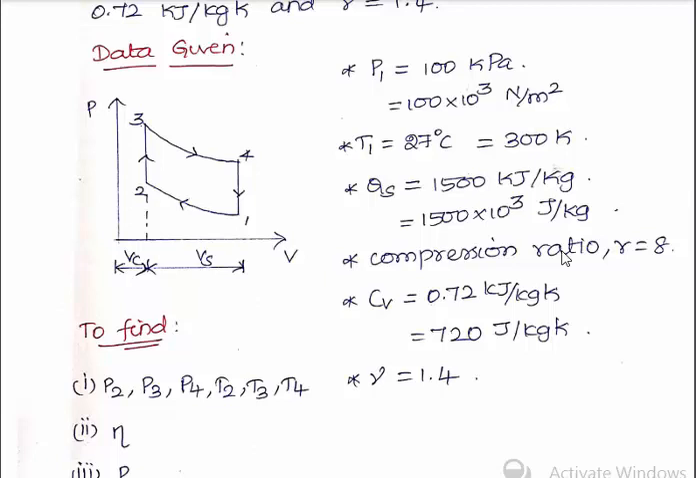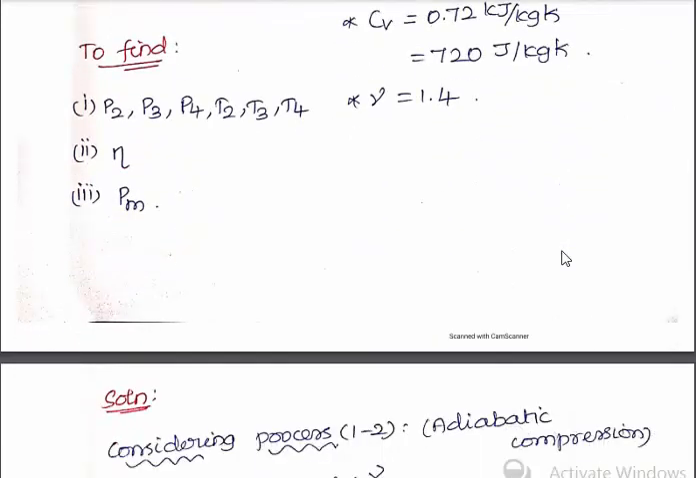So compression ratio na enna theriyum, the ratio between volume at point 1 and volume at point 2, V1 by V2, that is compression ratio. So V1 is equal to V4 and V2 is equal to V3 appadingirathu namakku theriyum, diagram la irunthu paathukalaam. So compression ratio R is equal to V1 by V2, or it can be stated to be V4 by V3 is equal to 8. So for the given data, it is asked to find out the pressure, temperatures at all points, air standard efficiency of the cycle and mean effective pressure. So one by one eppadi solve pannalaamnu paarkkalaam.